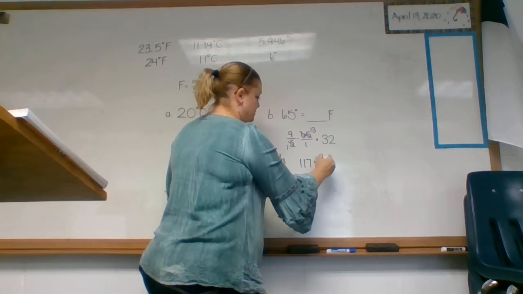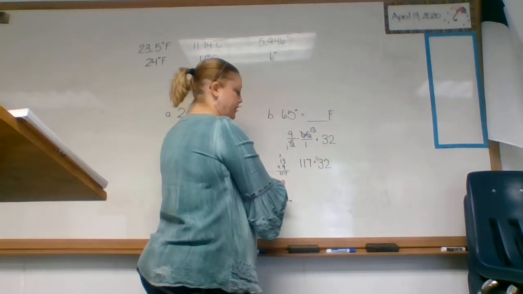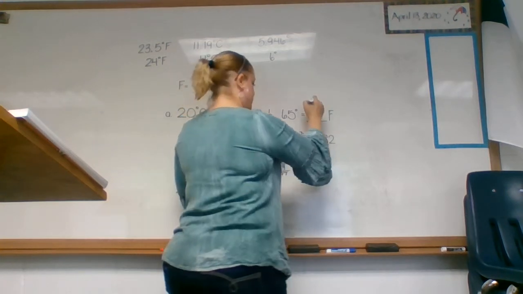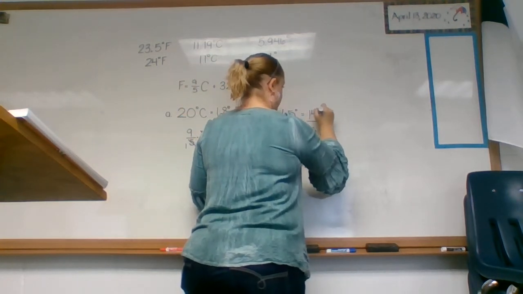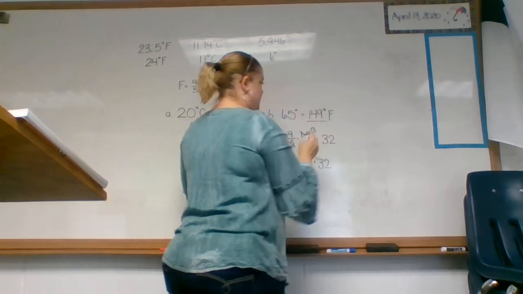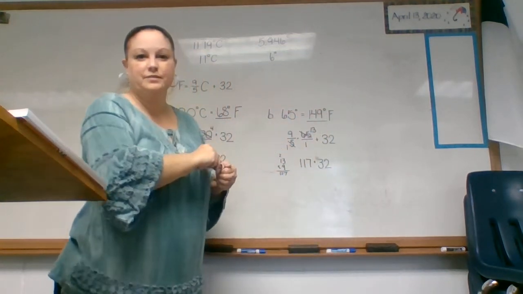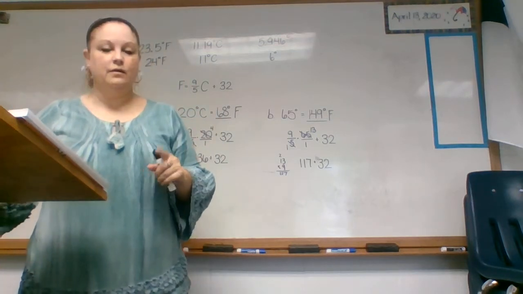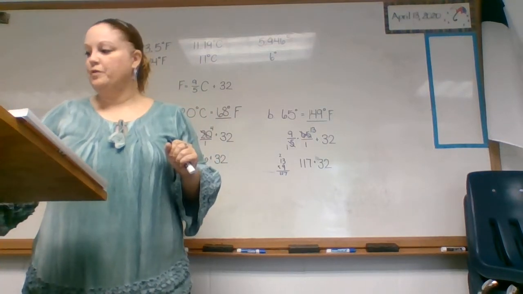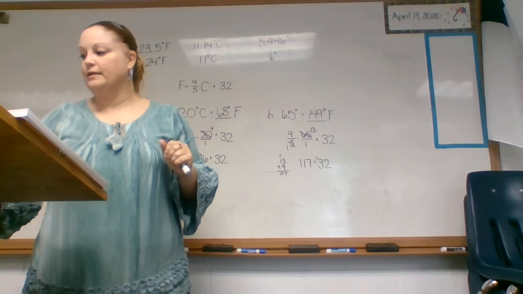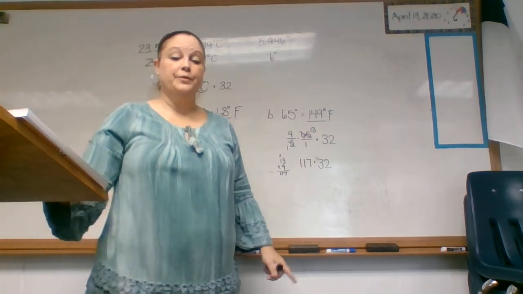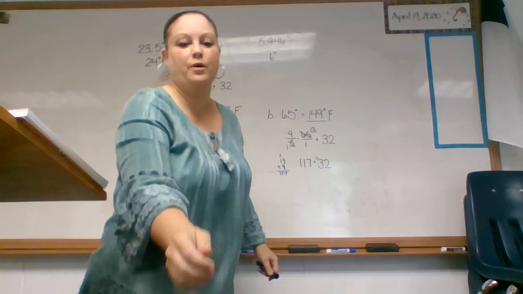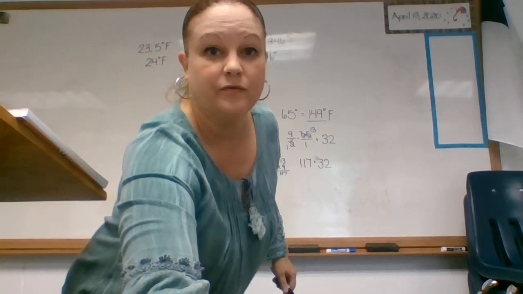So if you can multiply that in your head, that's fine. If not, write it out. Figure it out really quickly. It doesn't take very long. 117 plus 32 gets 149 degrees Fahrenheit. Go ahead and do C and D. I will give you those answers when you come back and see if you did them correctly. And then I'm going to let you do E and F on your own, and I'm not going to give you the answers. I'll check them when you turn in your work. So go ahead and pause and do those.